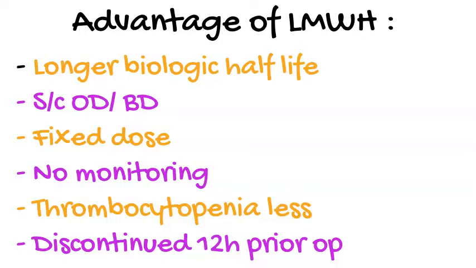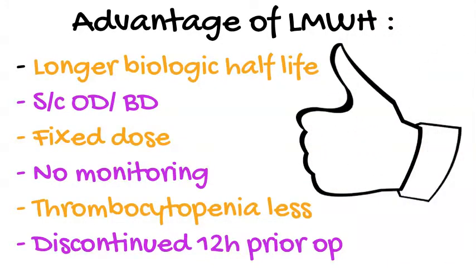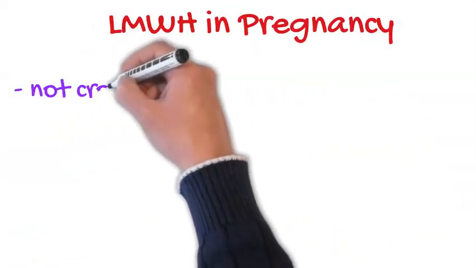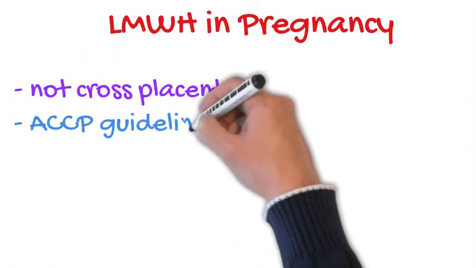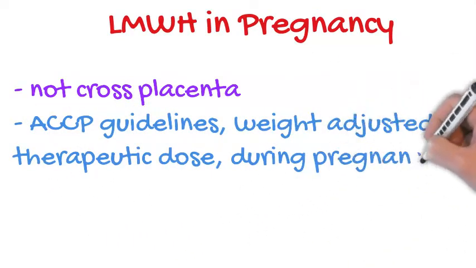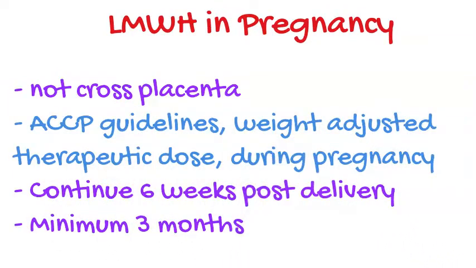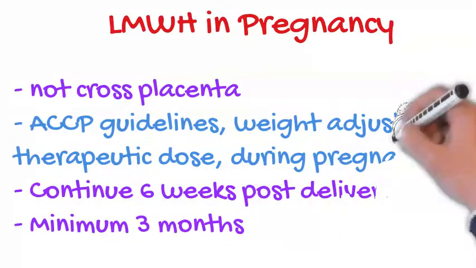Low molecular weight heparin is the treatment of choice for pregnant lady with acute venous thromboembolism because low molecular weight heparin does not cross the placenta. Based on ACCP guidelines, weight-adjusted therapeutic dose of low molecular weight heparin should be used for the treatment of VTE during pregnancy and continued for at least 6 weeks following delivery for a minimum of 3 months of therapy.